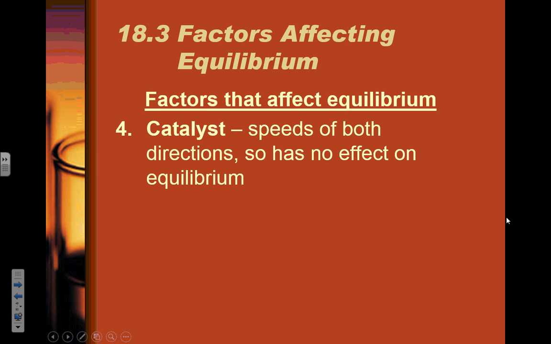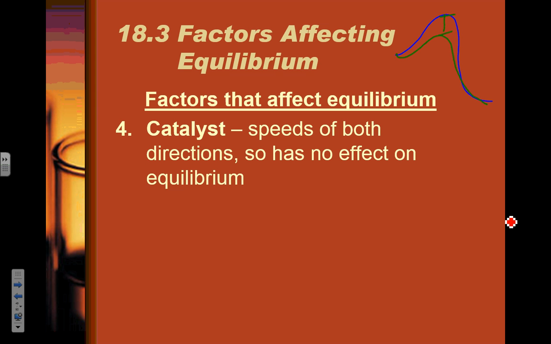Now, the last one we're going to look at is the addition of a catalyst. Now, you may remember, and hopefully you do, that adding a catalyst speeds up a reaction. Well, it actually speeds up both reactions, because if we look at the energy diagram, what a catalyst did is make a low energy pathway. Well, that's going to lower the energy of activation of both the forward and the reverse rate by the exact same amount. So it has no effect on equilibrium because it speeds up both reactions equally.